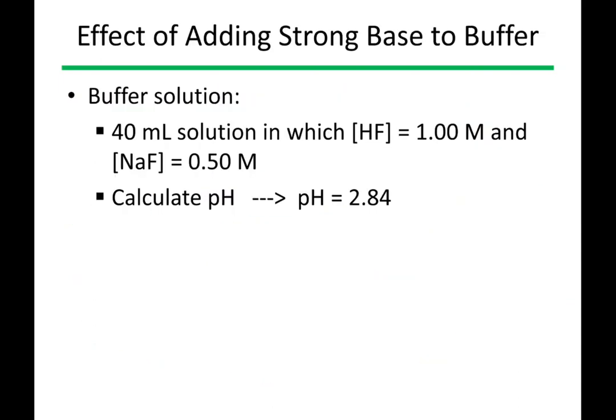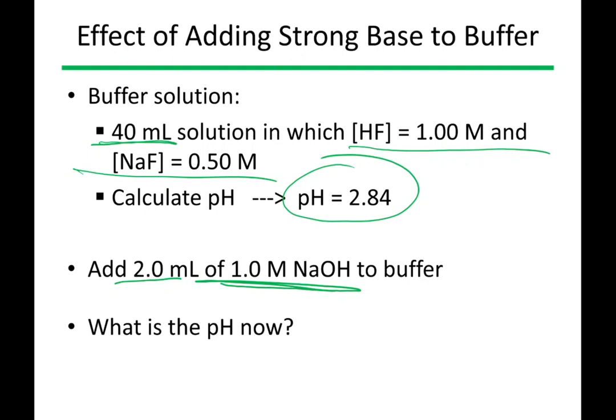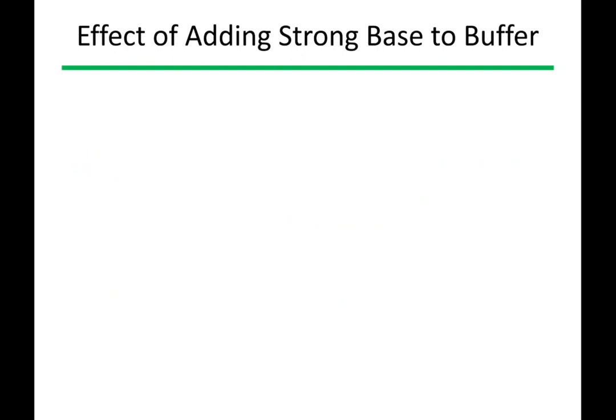Okay, so let's look at an example of how this resists the change in pH. We are now going to look at what happens if we have a 40 milliliter solution with these concentrations. We already know its initial pH is going to be 2.84. And what happens if we add 2 milliliters of a strong base to this buffer? So we'll find this pH using a few steps.